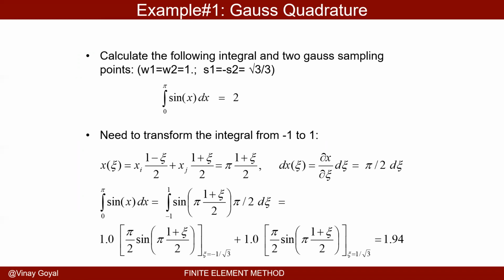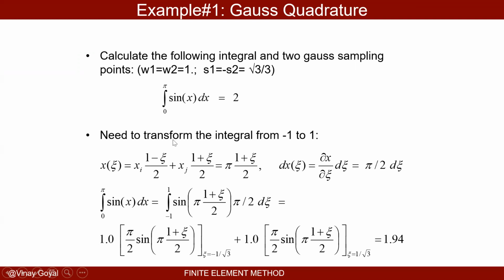We need to transform the integral from minus 1 to 1. We have to go from 0 to pi to minus 1 to 1. So let's use the shape functions to do that transformation. So x of c is equal to pi times (1 plus c) divided by 2. Let's see if that makes sense. xi, in this case, is 0, so this goes away completely. xj is pi, so I get pi times (1 plus c) divided by 2. That's what I get.